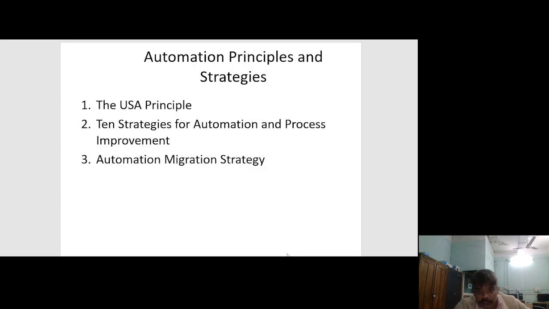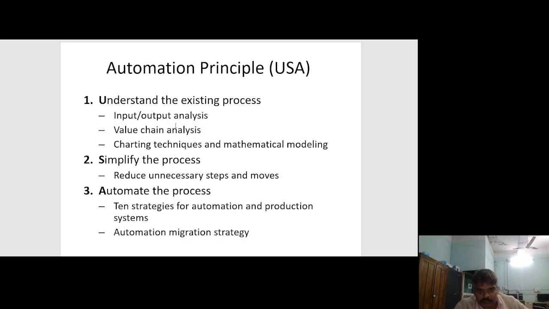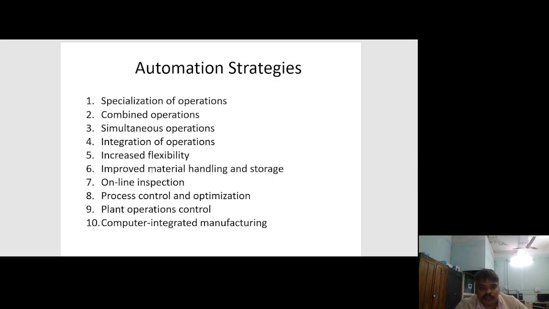Automation principle and strategy. The USA principle: 10 strategies for automation and process improvement. Automation migration strategy. Automation principle: understand the existing process, input output analysis, value chain analysis, charting technique and mathematical modeling. Simplify the process, reduce unnecessary steps and moves. Automate the process. 10 strategies for automation and production system. Automation migration strategy.